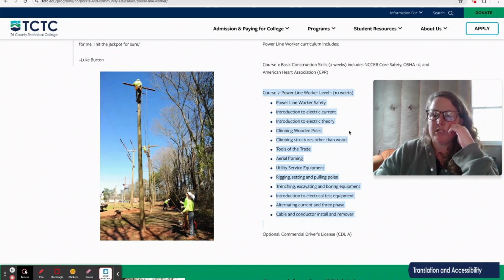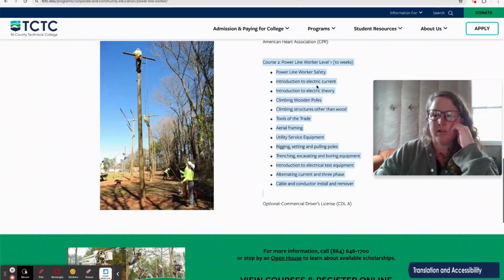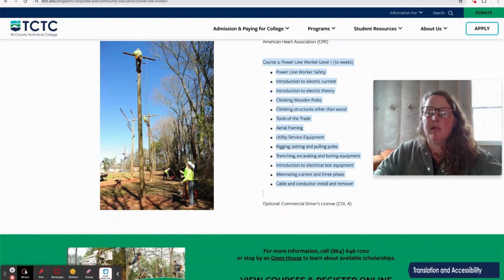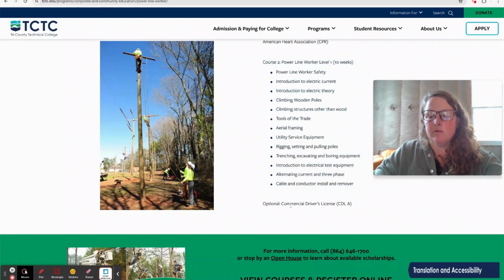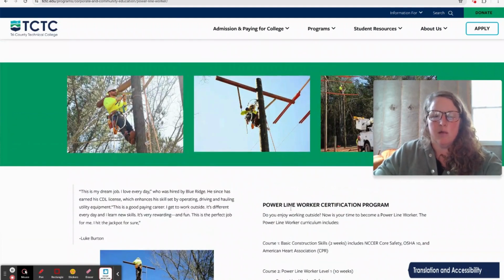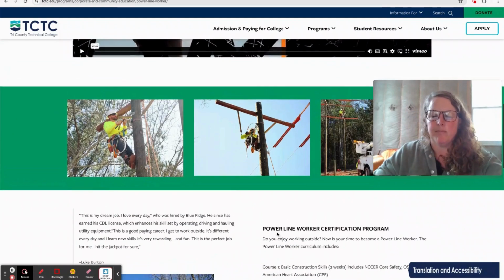Power line worker safety, introduction to electric current, introduction to electric theory, wooden poles, climbing structures, tools of the trade, aerial framing, utility service equipment, rigging, setting and pulling poles, trenching, excavating, and boring equipment. Boring, not like boring, but like digging. Introduction to electrical test equipment, alternating current and 3-phase, cable and conductor install and removal. And then it says optional commercial driver's license, CDL-A, which is really cool. You can drive trucks. So, power line worker certification program.